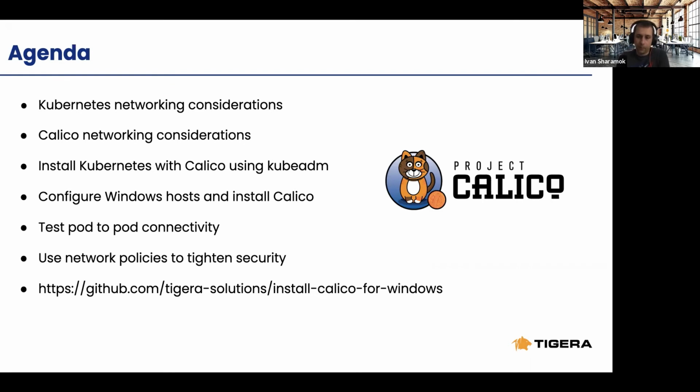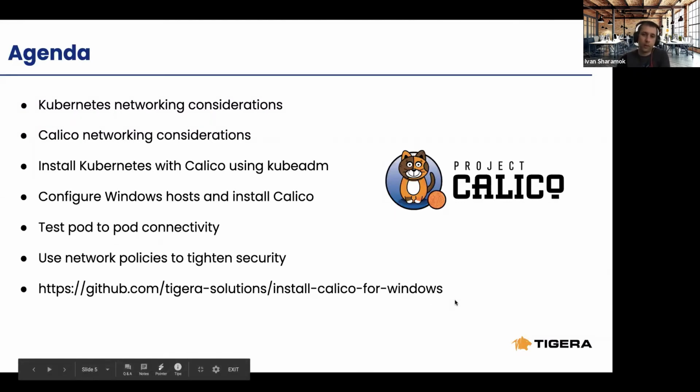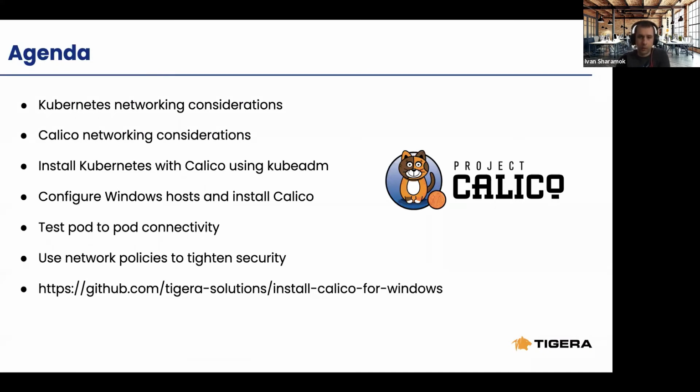All of the content for this session is published to GitHub. That's the URL where you can find it, or you can go to Tigera Solutions in GitHub and just search for the Windows keyword. I think at this moment there's just a single repo in there where you can get the content. This session has been previously recorded, and I used AWS infrastructure in that session. So if you are looking to use AWS for your infrastructure, you can view that recording on Tigera's YouTube channel.